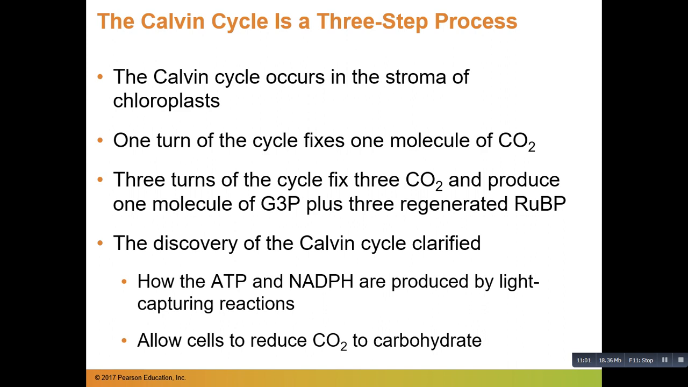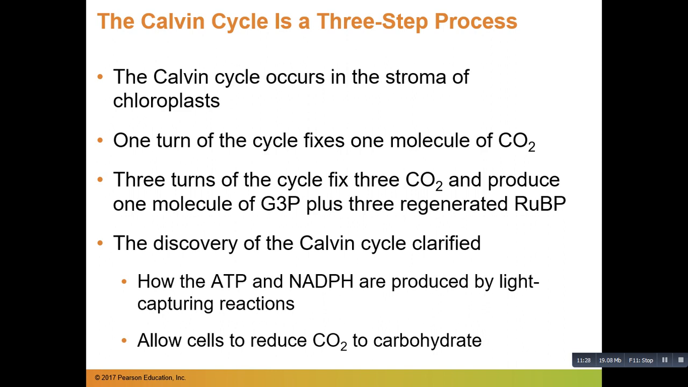So when they discovered this Calvin cycle, and by the way, the scientist who led most of the discovery here, his last name was Calvin, which is why it's called the Calvin cycle. They looked at how ATP and NADPH are produced by the light capturing reactions and how these allow the cell to reduce carbon dioxide to a carbohydrate.